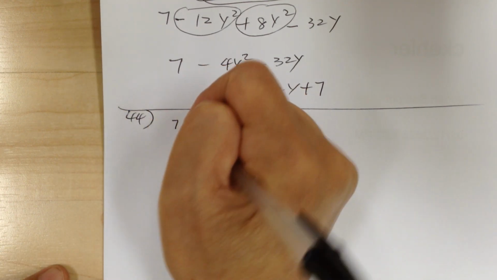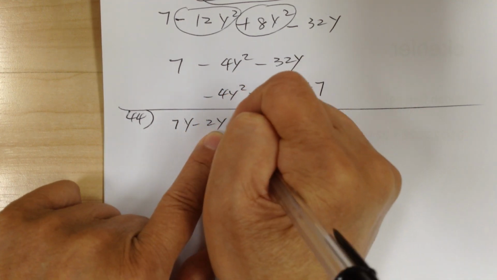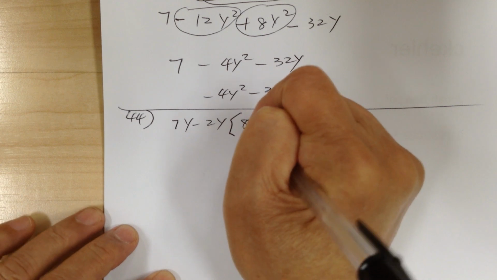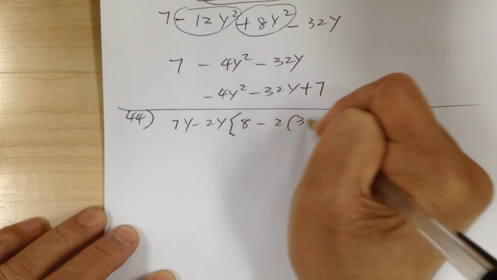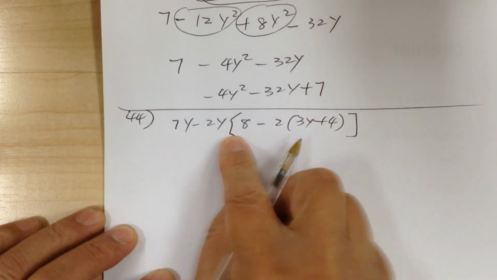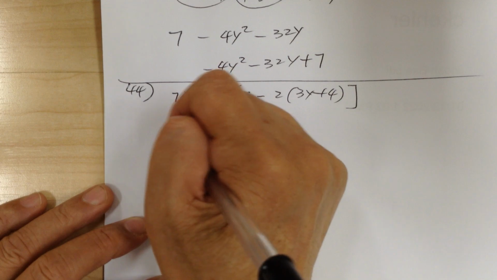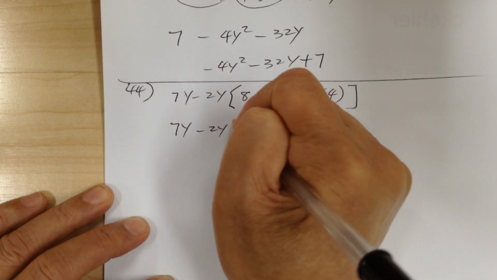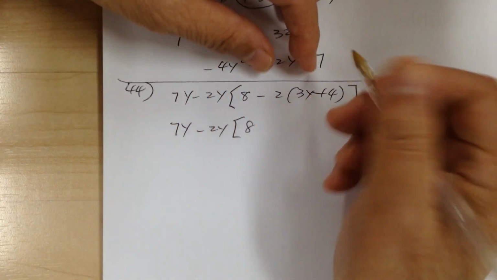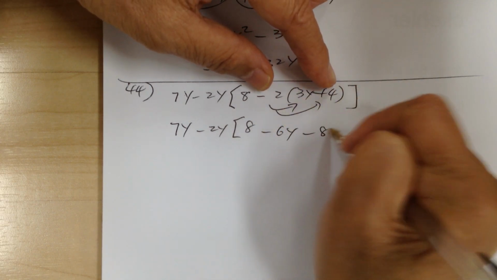You've got 7y minus 2y. Again, do not subtract first. So you've got 8 minus 2 times 3y plus 4. Again, do not subtract this into 5y. You have to undo the parentheses first. So 7y minus 2y bracket 8. Again, you have to distribute. So it'll be minus 6y, distribute minus 8.